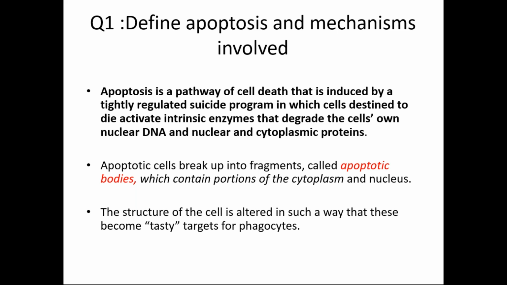Apoptosis is a pathway of cell death that is induced by a tightly regulated suicidal program. So it's a programmed cell death in which the cells are destined to die by activation of intrinsic enzymes which degrade the cell's own nuclear DNA and nuclear and cytoplasmic proteins. These apoptotic cells break up into fragments known as apoptotic bodies. They contain portions of cytoplasm and nucleus. The structure of the cell is altered in such a way that these become tasty targets for the phagocytes.